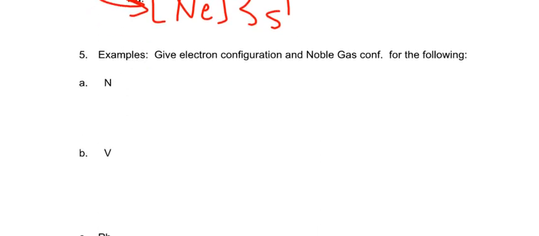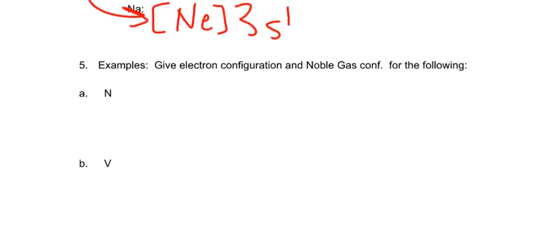So let's try some of these. I'll do some of these, and I'd like you to do some of these. It says give the electron configuration and the noble gas configuration for the following. Well, how many total electrons does nitrogen have? Look at your periodic table. I think it has 7. So where do we begin? We start at the beginning. 1s2. Now what? 2s2. And now count over. Boron is 1, carbon is 2, nitrogen is 3, so it's 2p3.